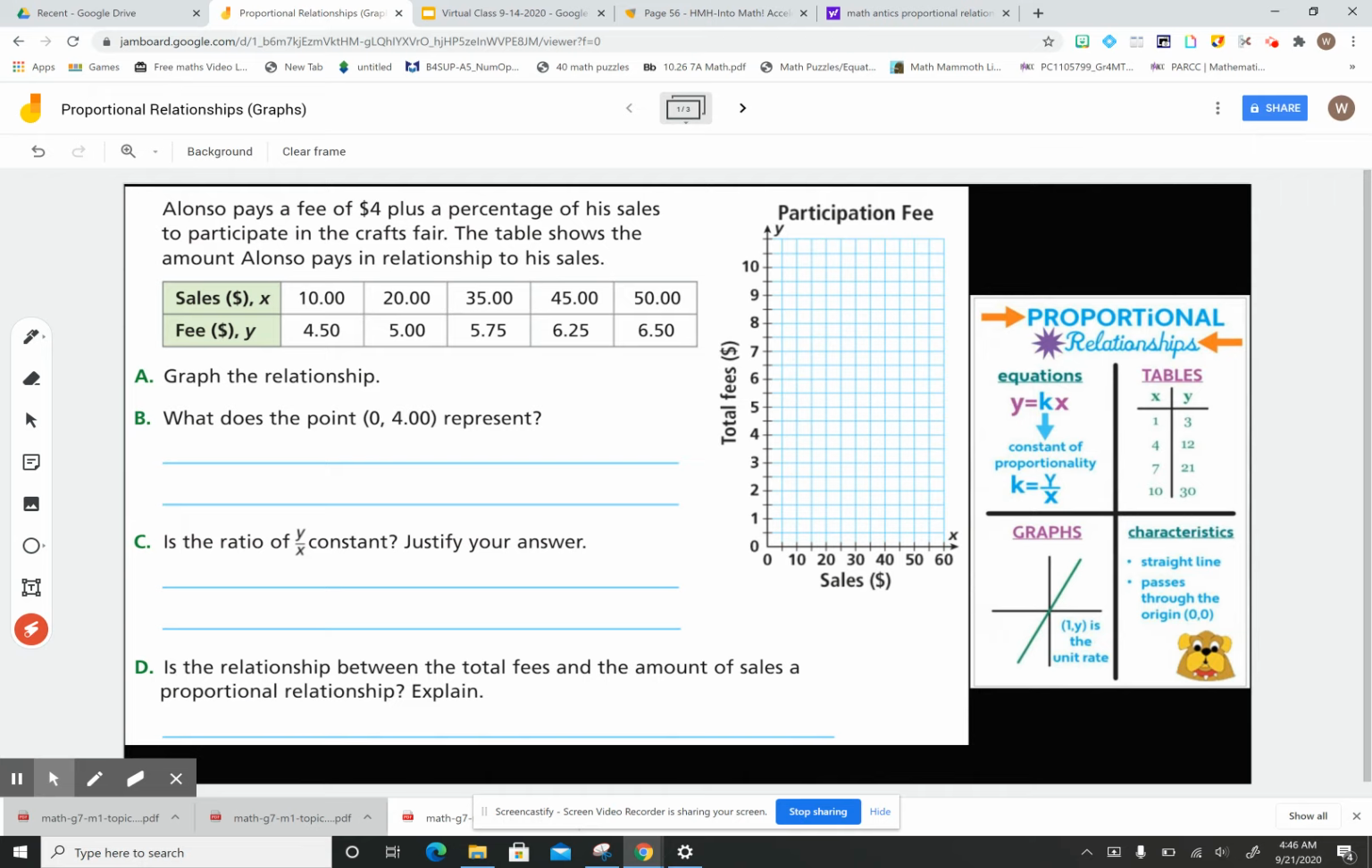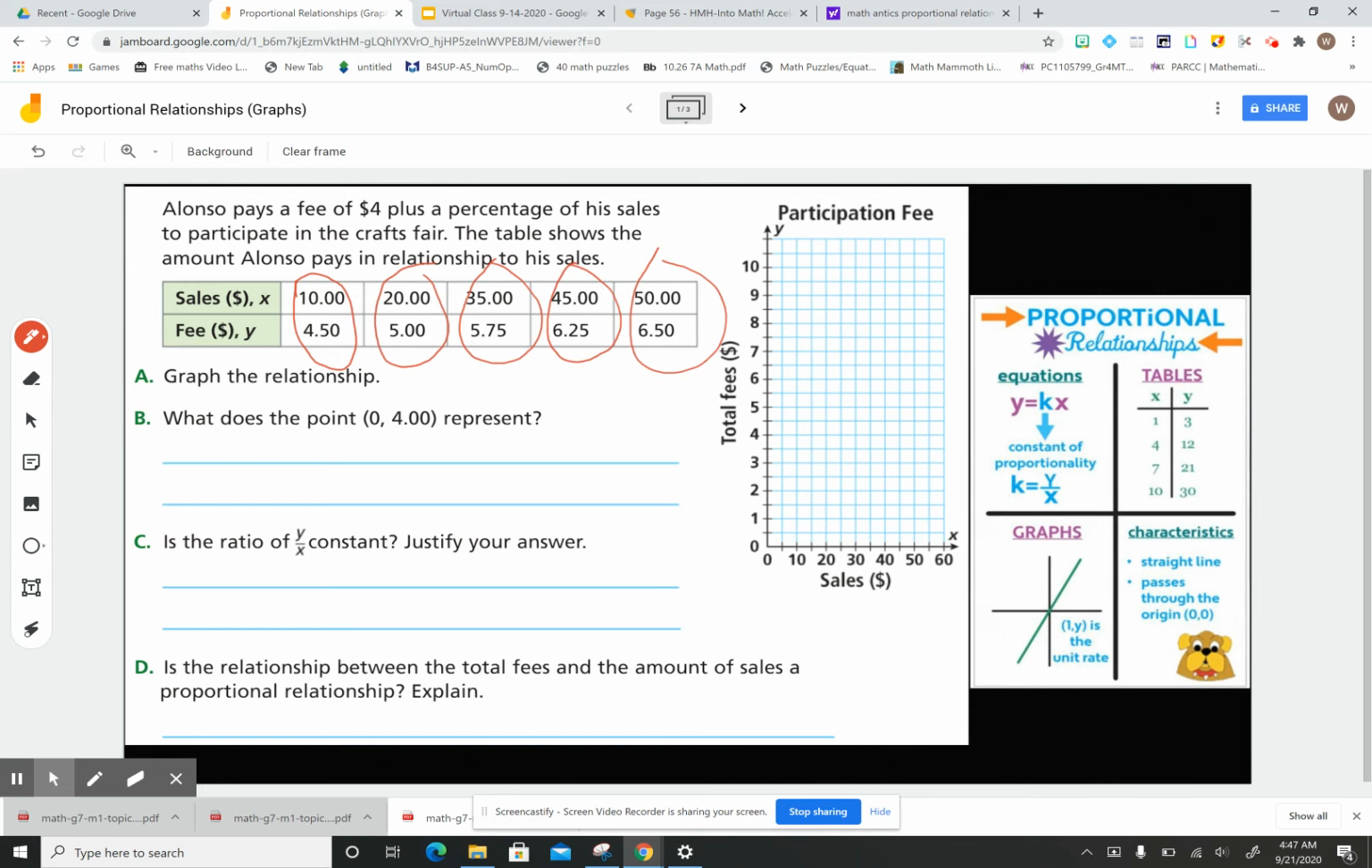So the first problem that we have, it says Alonzo pays $44 plus a percentage of his sales to participate in the craft fair. The table shows the amount Alonzo pays in relationship to his sales. So what we're going to do is part A says we have to graph the relationship. So we're going to take the X coordinates and the Y coordinates, and we're going to graph them.